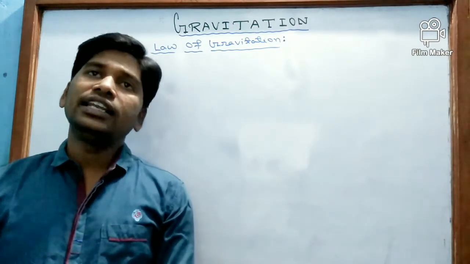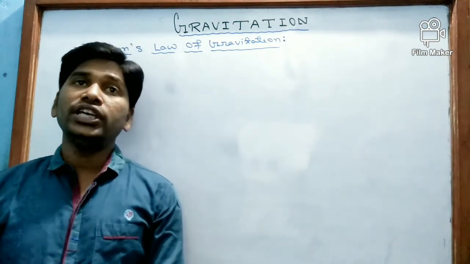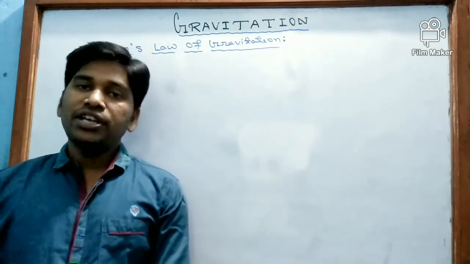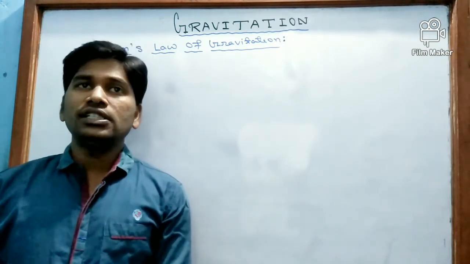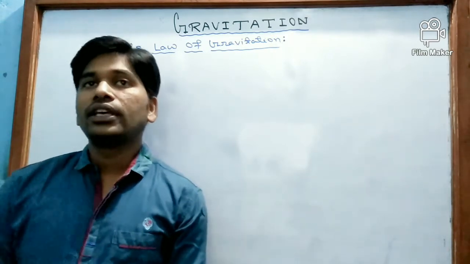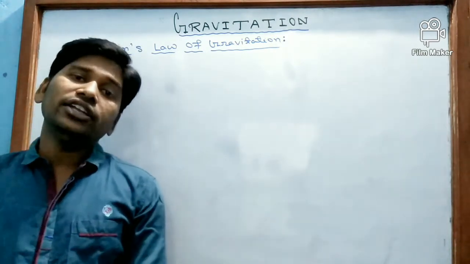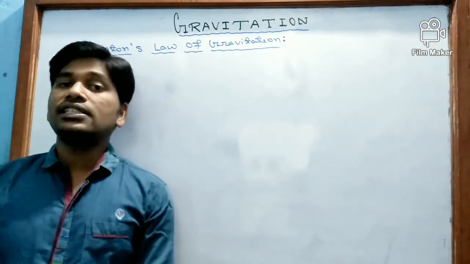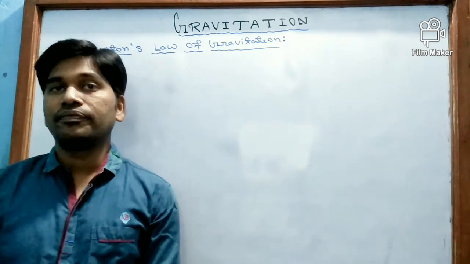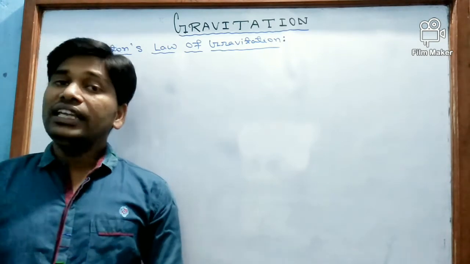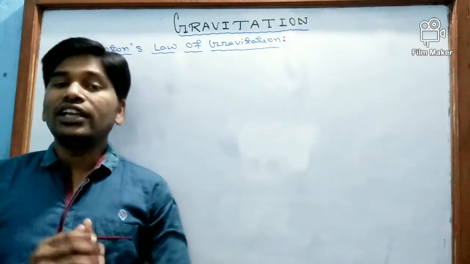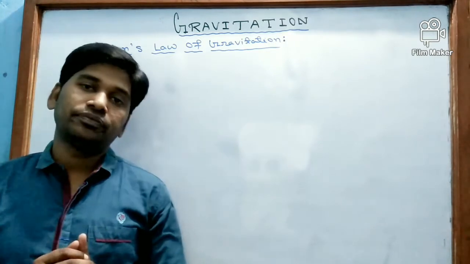Gravitation is the name given to the force of attraction between any two bodies of the universe. It was discovered by Newton in the year 1665 when he saw an apple falling down the tree.